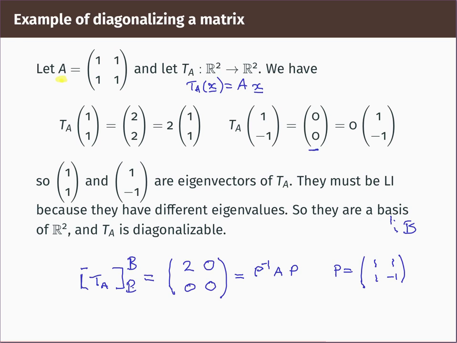And if you wonder what would happen if I took the eigenvectors the other way round, so what would happen if I took the columns of P the other way round? Well, of course, P inverse AP would then be the diagonal matrix, where instead of the diagonal entries being 2 and then 0, they would be 0 and then 2.